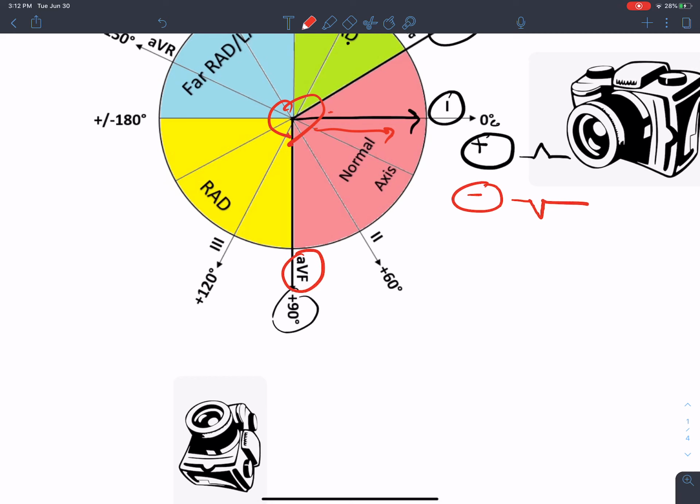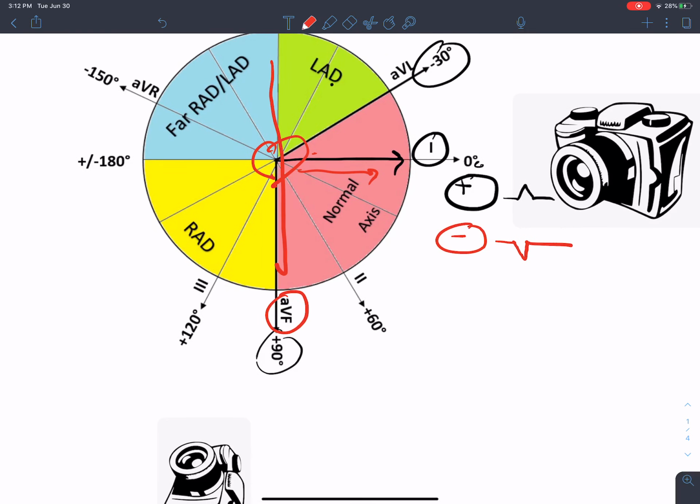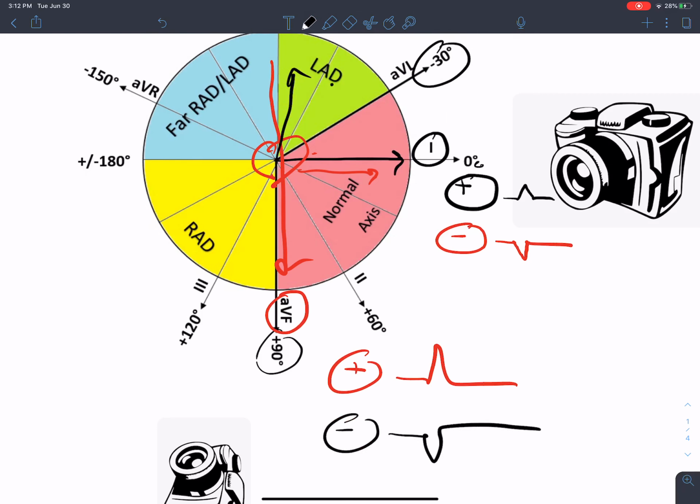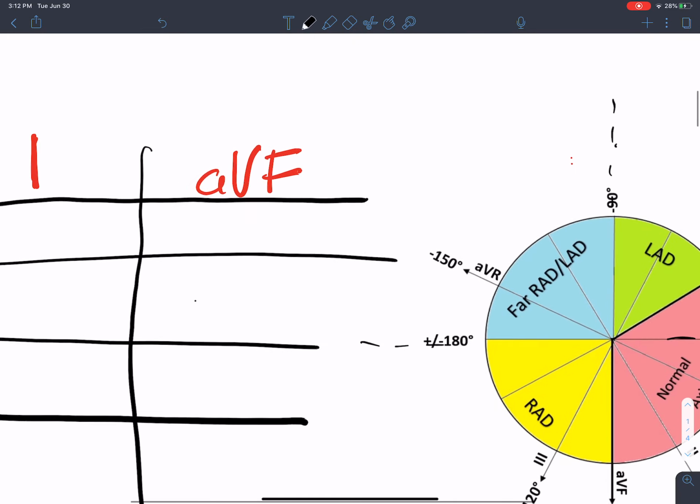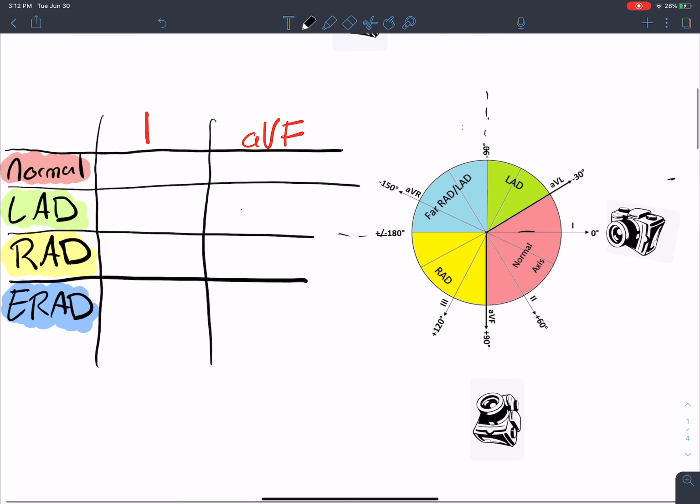AVF is your augmented V foot lead. And you're looking at the heart from the bottom up perspective. And any impulses that travel toward AVF are going to appear as a positive deflection on your EKG. Now, an impulse that travels away from AVF is going to appear as a negative deflection on your EKG. Following? Yeah, good. You're smart. You got it. So what does this mean?